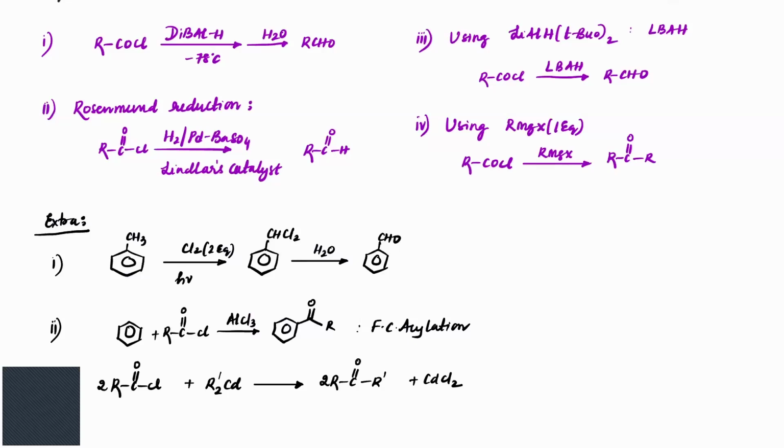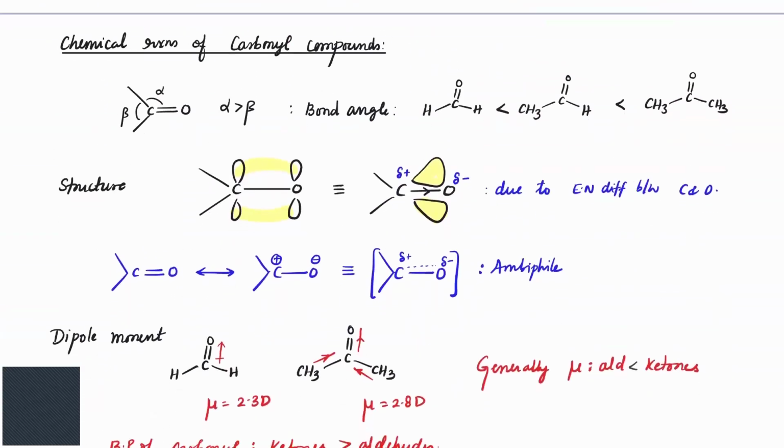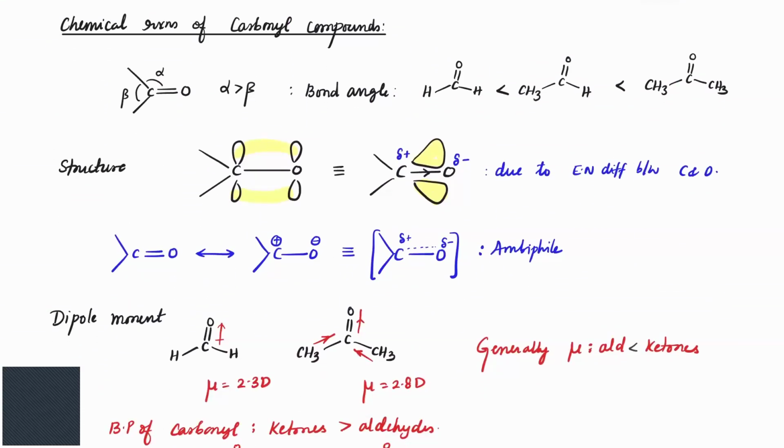Clear, everybody? So whatever I have discussed, these are all the preparation reactions of aldehydes and ketones. Okay. Now notice chemical reactions. To understand chemical reactions, we need to know that a C double bond O group is called a carbonyl group. Across the carbonyl group, you'll have two bond angles. This is alpha, this is beta. Because of the double bond here, there will be more repulsion, so the alpha angle is greater than beta.